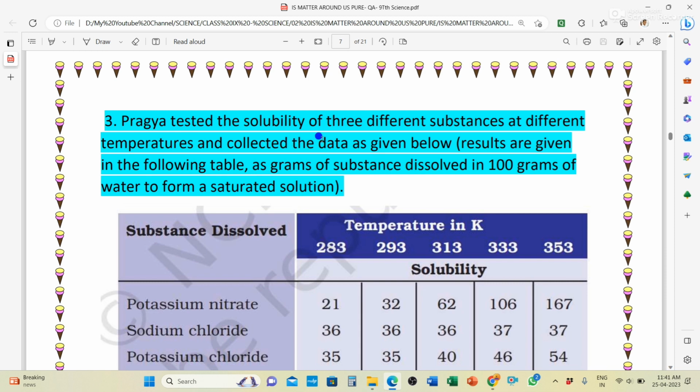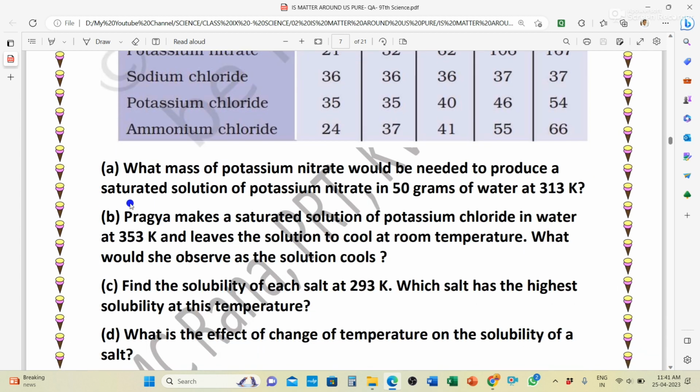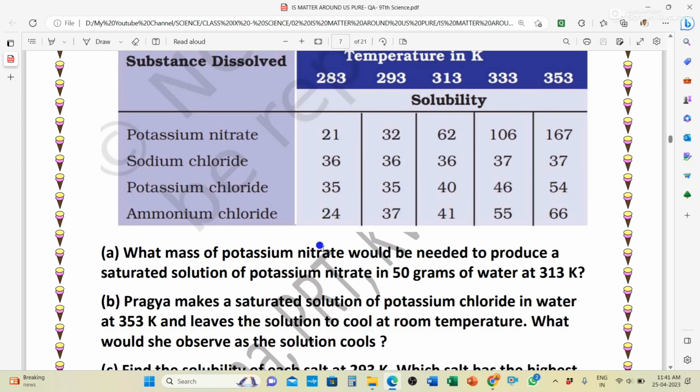Pragyan tested the solubility of three different substances at different temperatures and collected the data as given below. Results are given in the following table as grams of substance dissolved in 100 grams of water to form a saturated solution. Here you can see substances dissolved, temperature in Kelvin, solubility. So, what mass of potassium nitrate would be needed to produce a saturated solution of potassium nitrate in 50 gram of water at 313 Kelvin?